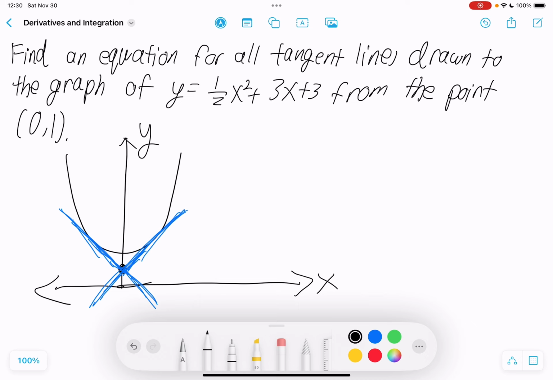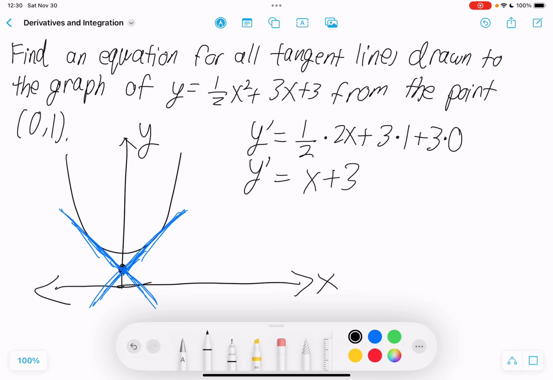So to solve this, we can first find the derivative of this graph here. The derivative of this graph is 1/2 times the derivative of x squared, which is 2x, plus 3 times the derivative of x, which is just 1, plus 3 times the derivative of 1, which is just 0. So the derivative of this graph is x plus 3.